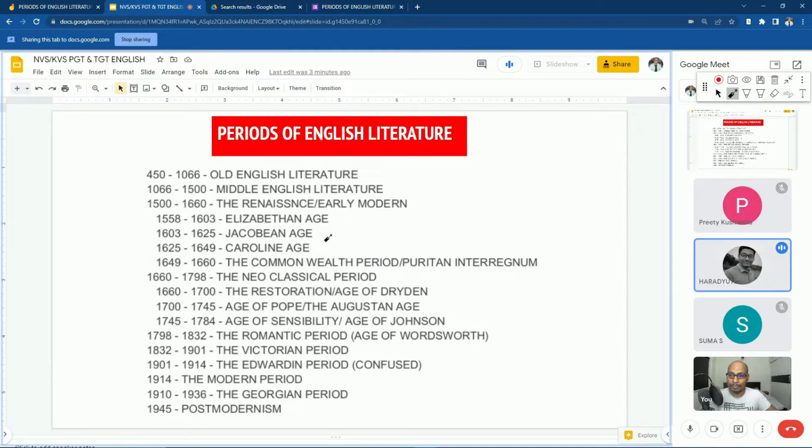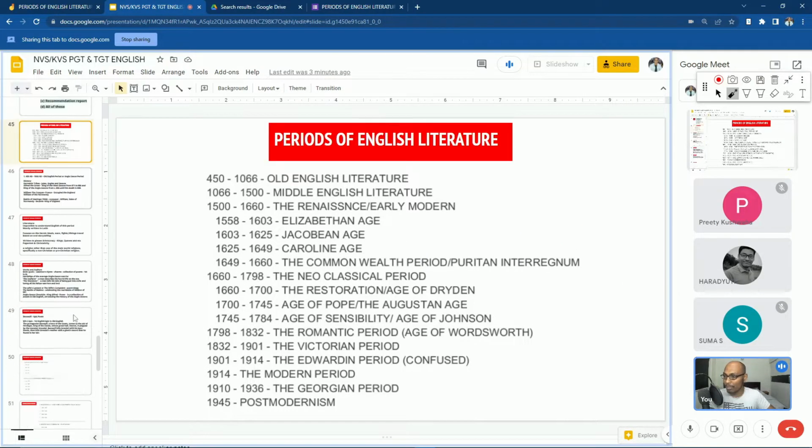Then 1603 to 1625 Jacobean age. Then 1625 to 1649 Caroline age. Then 1649 to 1660 Commonwealth period or Puritan interregnum. Right. Good. Now let us come back to the question.